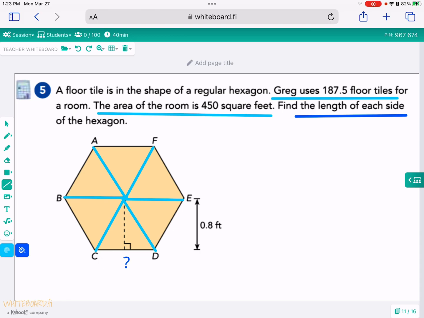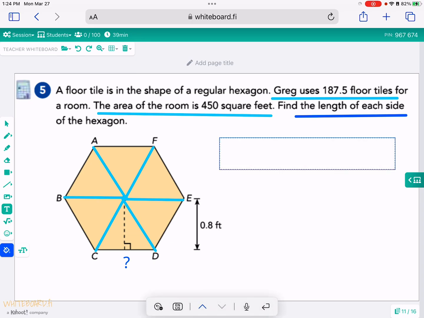All right. So we're further told in the problem that Greg has used 187 and a half of these tiles to tile a room, and the area of the room is 450 square feet. We need to find the length of each side of the hexagon. Now, it is possible that you looked at the 450 square feet and said, oh, that's the area of the hexagon. No, that's the area of the room. And Greg needed 187 and a half of the hexagons in order to tile it. So it's important to make sure that you know exactly what you're thinking of when you see this information given to you.